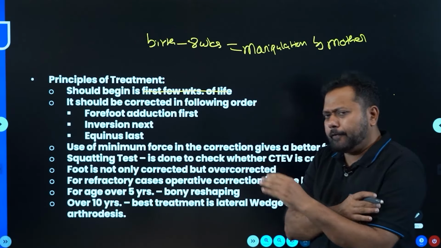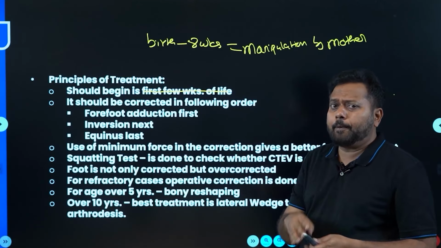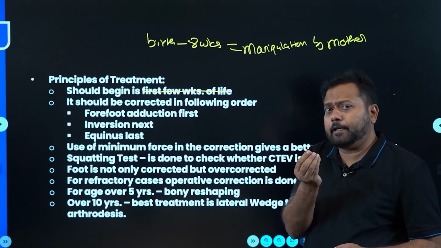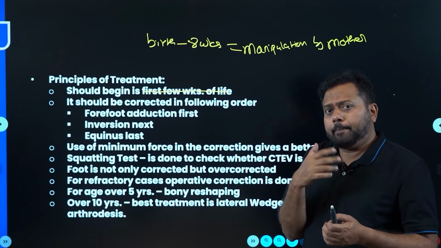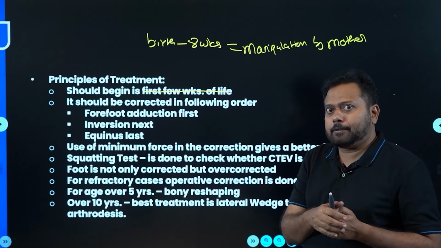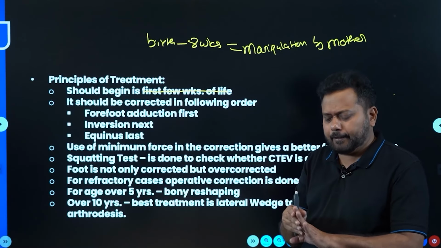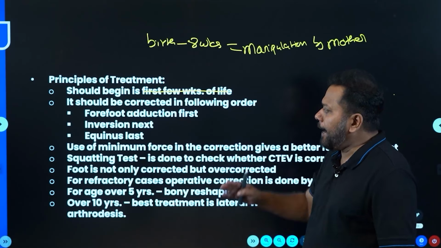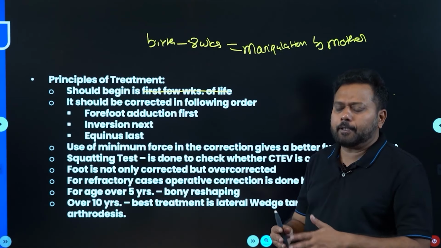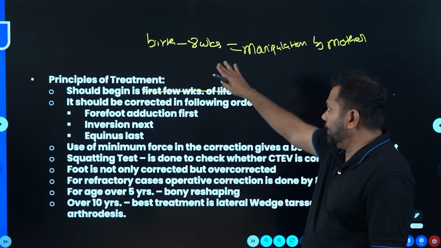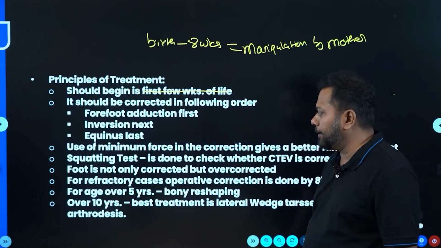In the very first weeks we won't apply POP because the skin is very flimsy, very thin in a newborn. When you put a POP, it can cause blisters. So for the first 2 weeks we won't put POP, nothing, just manipulation by the mother. After that, the baby will come to an orthopedician. I will correct and put a below knee POP by the same method, Ponseti's method.